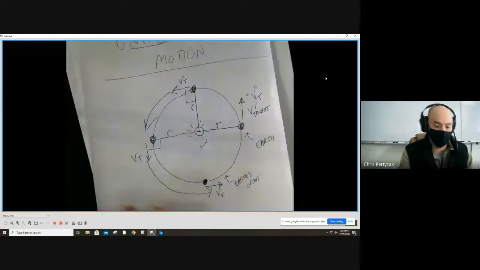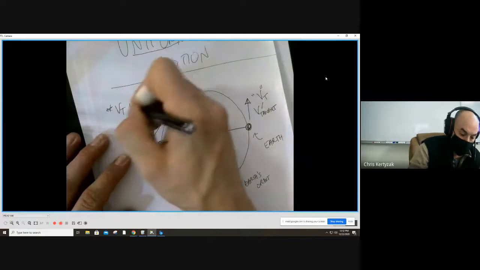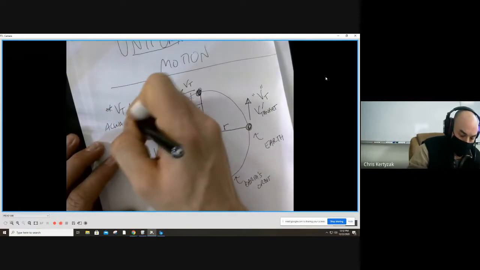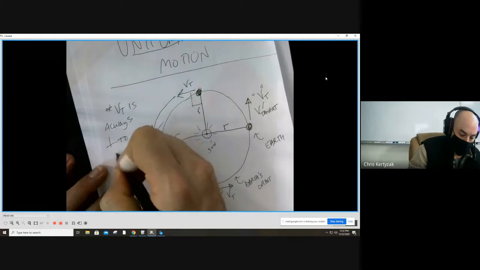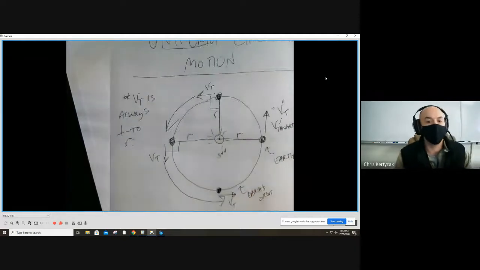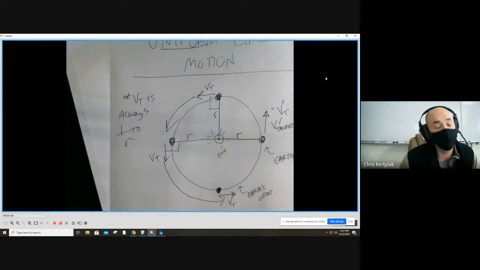These are always worth pointing out. VT is always perpendicular. It's always perpendicular to r if it's truly circular, perfectly circular motion.